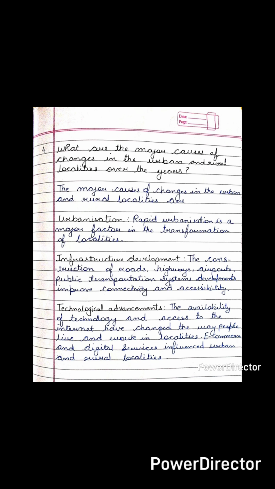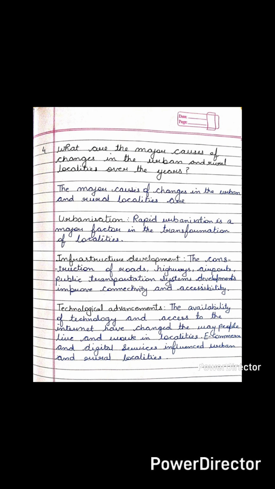Question number 4. What are the major causes of changes in the urban and rural localities over the years? Answer. The major causes of changes in the urban and rural localities are urbanization. Rapid urbanization is a major factor in the transformation of localities. Infrastructure development. The construction of roads, highways, airports, public transportation system developments improve connectivity and accessibility.